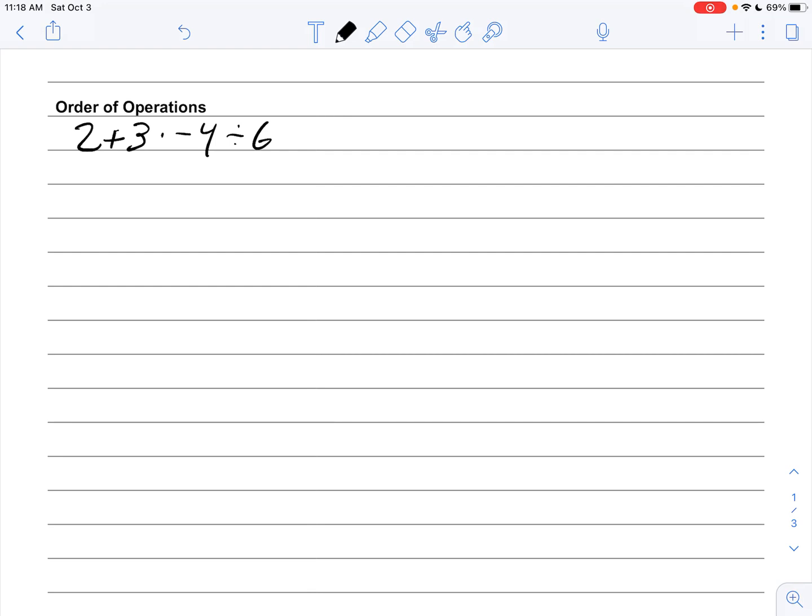I don't have any exponents. Remember that order of operations is PEMDAS. So I have no parentheses, no exponents. I do have multiplication and division. Starting at the left and working my way to the right, the first thing I have is 3 times negative 4. That's a positive times a negative, and I know that means my answer will be negative. 3 times 4 is 12, so 3 times negative 4 is negative 12.